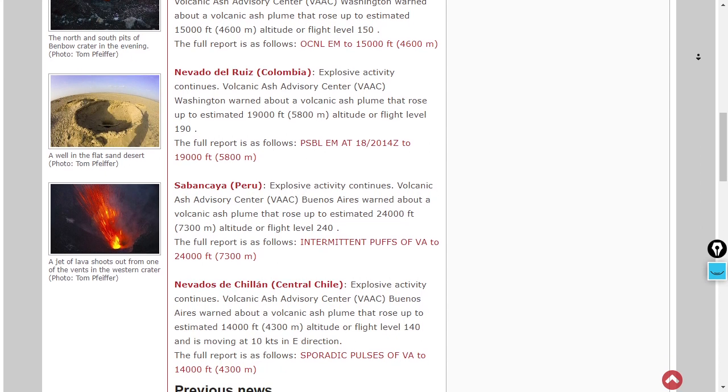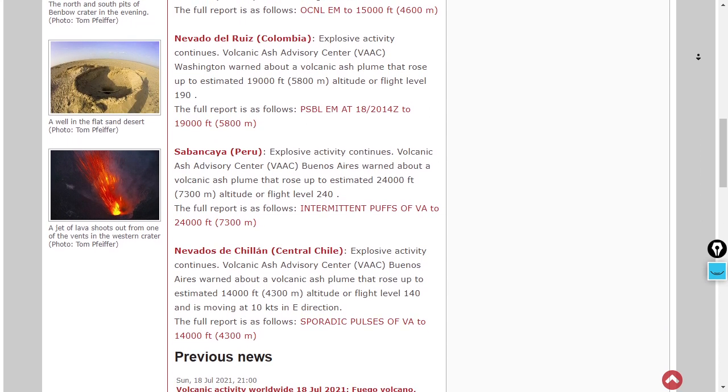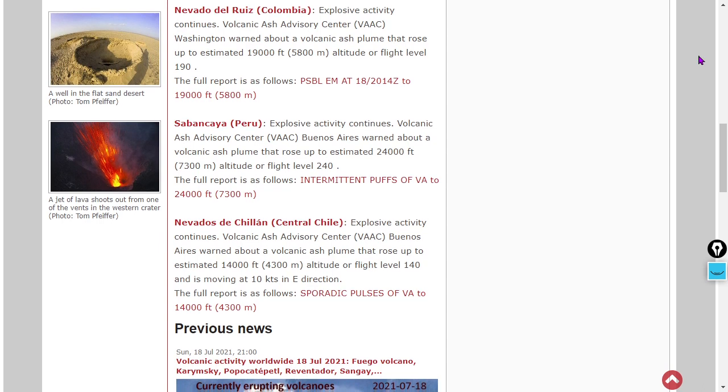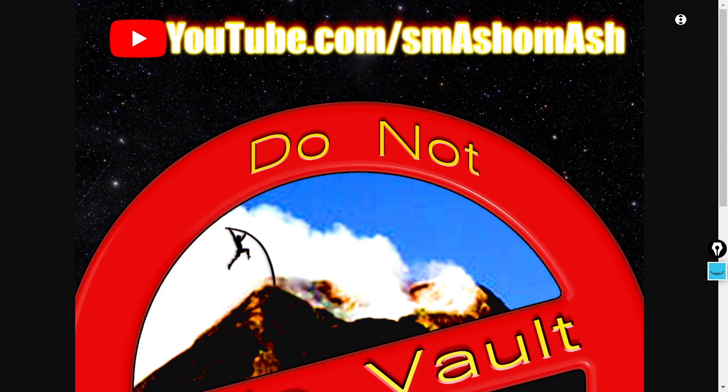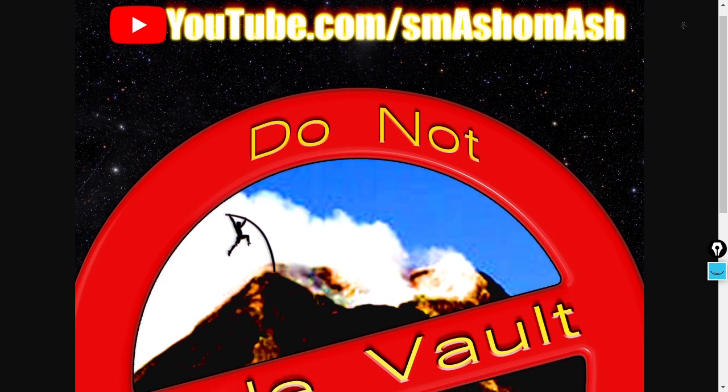Sabancaya in Peru exploding, 24,000-foot plume of ash from that. Nevados de Chillán following suit with explosive activity, producing a 14,000-foot plume of ash. Please don't pole vault that caldera. It could be what we call unhealthful.